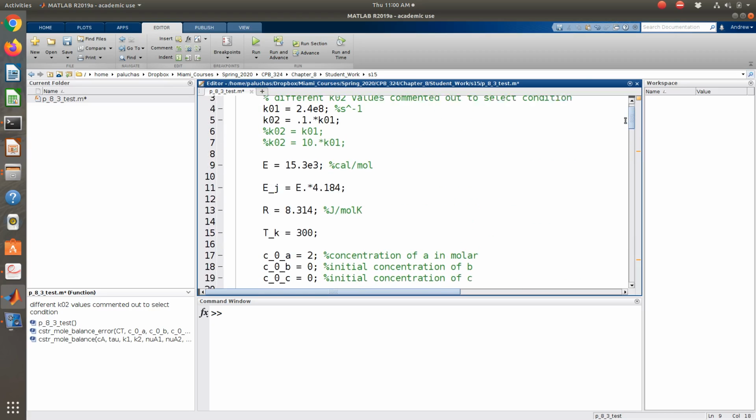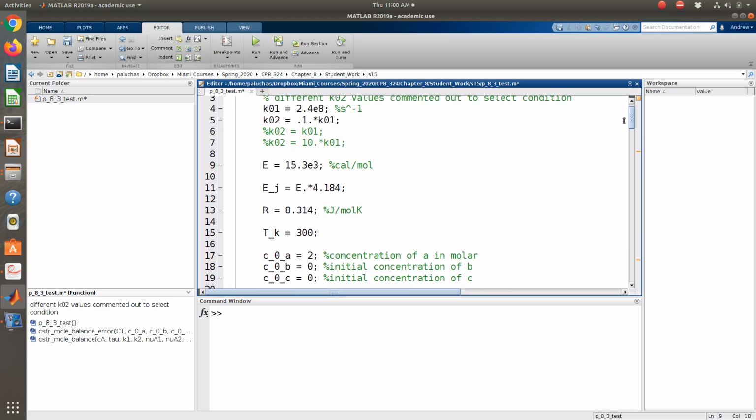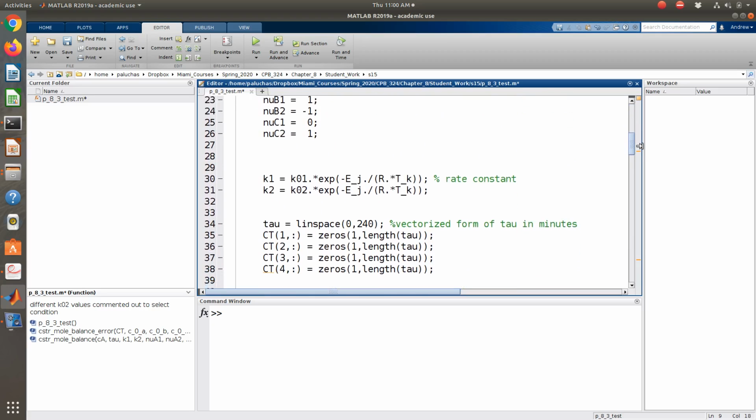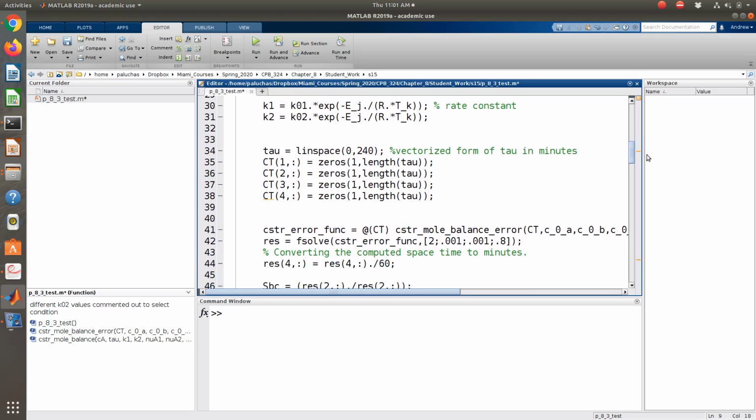So you're saying tau in minutes. Okay, if tau is in minutes, your pre-exponential terms are in seconds inverse. So the units of time just need to be consistent. So take a look at that. And you create a vector of, what do we have here? CT, so you're going to have a concentration matrix, it looks like.